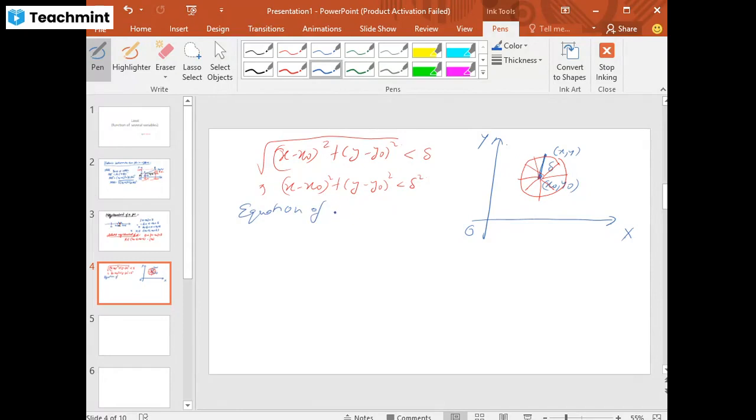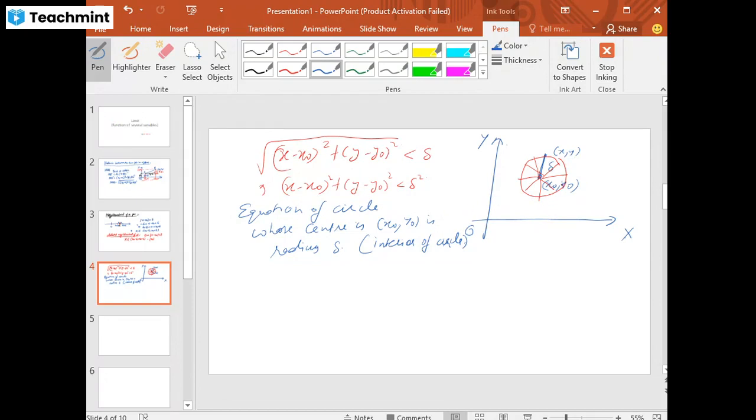the equation of a circle whose center is the point x naught, y naught, and radius is delta. Okay, so basically this gives us the interior of the circle. That means we are going to consider all the points lying inside the circle, excluding the points on the boundary of the circle, because we are considering the open neighborhood of the point x naught, y naught. Okay, so this is the concept of the neighborhood of a point.